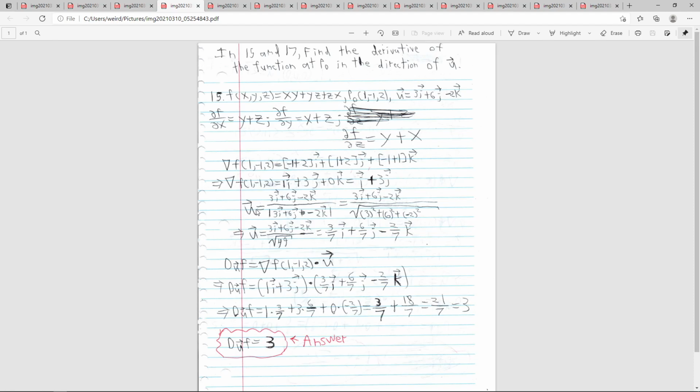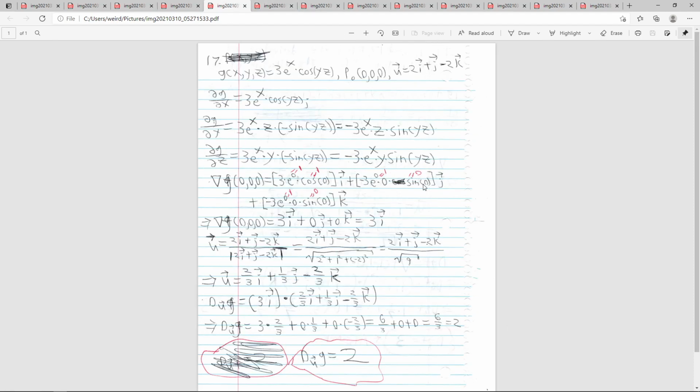Then u is equal to the vector divided by the length, or magnitude, of the vector. You eventually get the vector divided by 7, each component. You do the dot product of this, and you get eventually just the value of 3. Because it's a dot product, we get a single numerical answer.